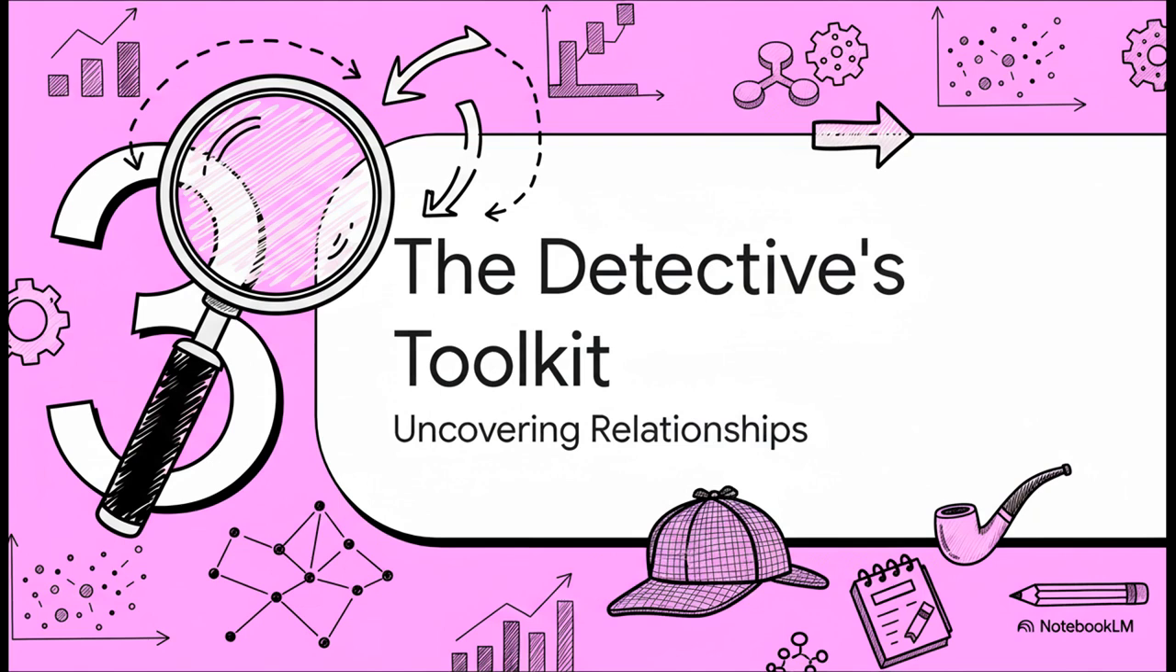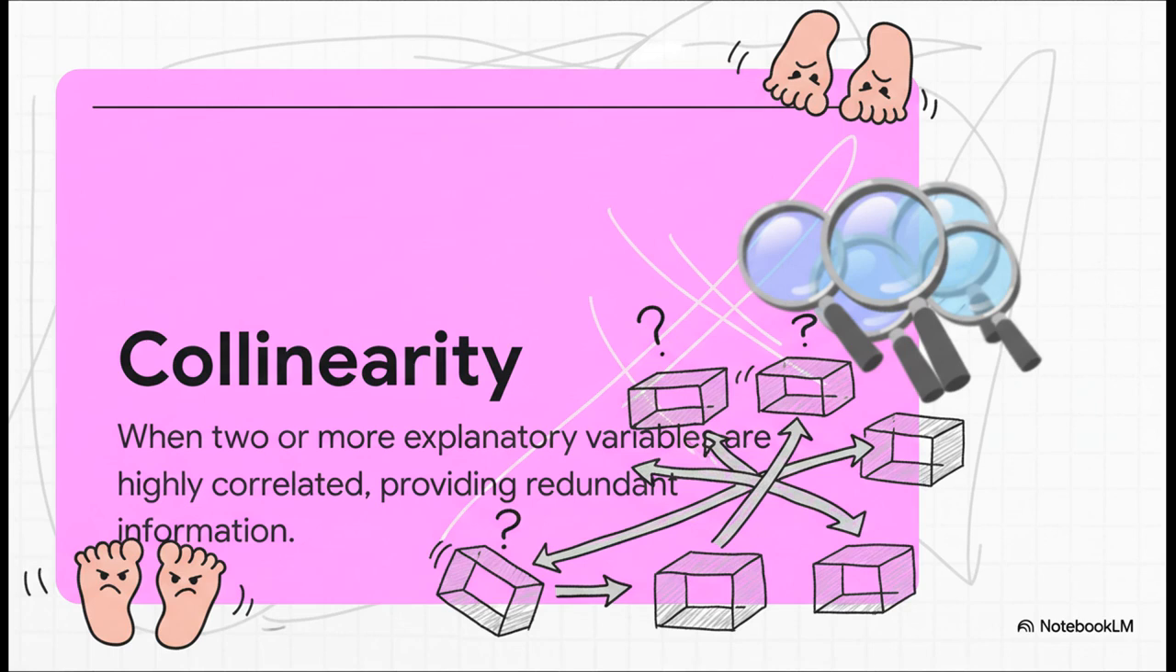See, the problem isn't with our predictors themselves. It's with the hidden relationships between them. So let's grab our toolkit and start investigating. Our prime suspect has a name, collinearity. This is what happens when your predictors aren't really independent.